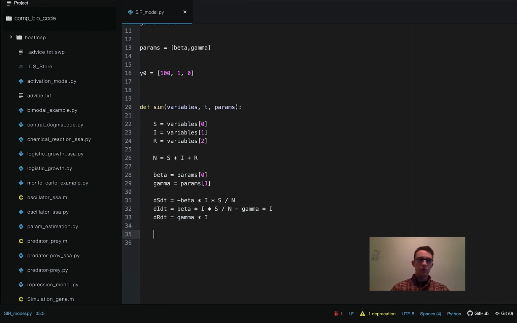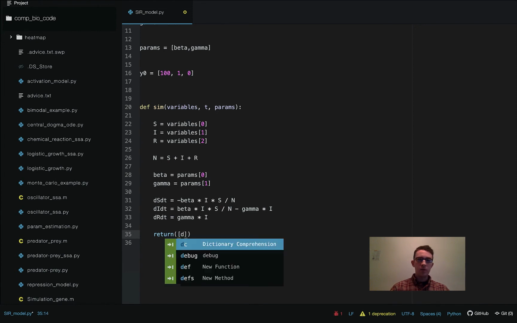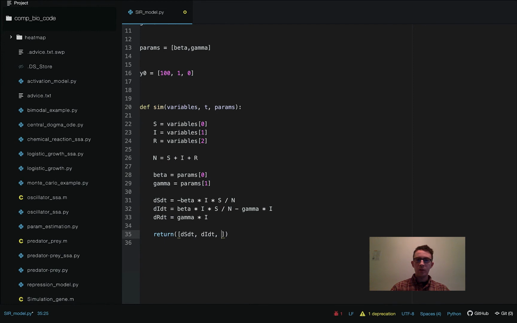Okay, so now we just need to return all of these. We're just going to say return, put them all into an array together: ds dt, di dt, and dr dt, returning all of our equations. Now we're ready to actually send this ODE function into our solver and get some results and solve it.